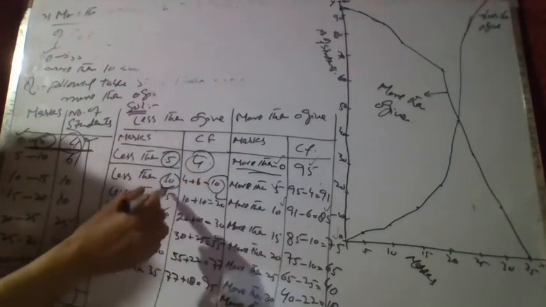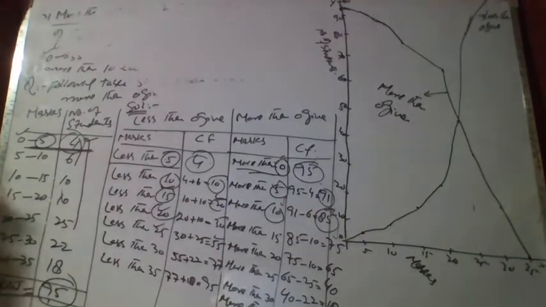So how to construct less than OQ and more than OQ? Less than OQ में upper limit and cumulative frequency, 5 and 4, 10 and 10, 15 and 20, 20 and 30. So this is how to make the less than OQ. तो more than OQ में lower limit है, 0 and 95, 5 and 91, 10 and 85. This is how to make the less than OQ or more than OQ.